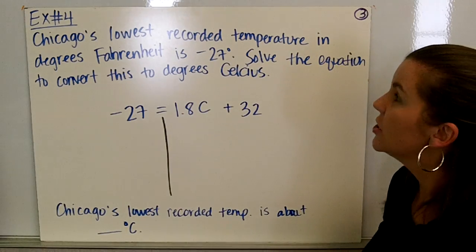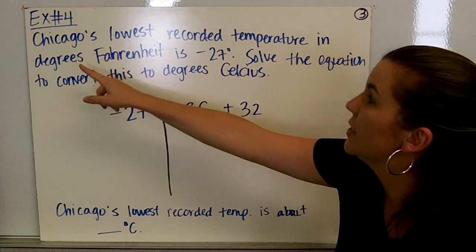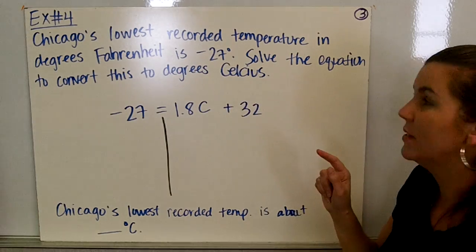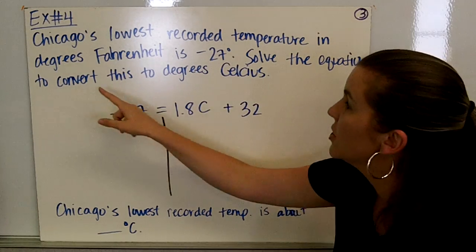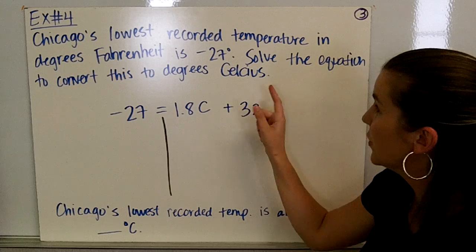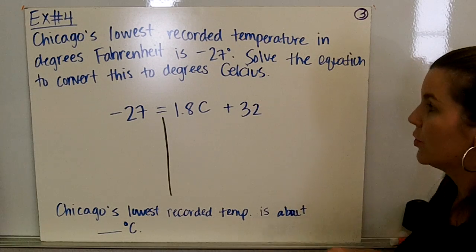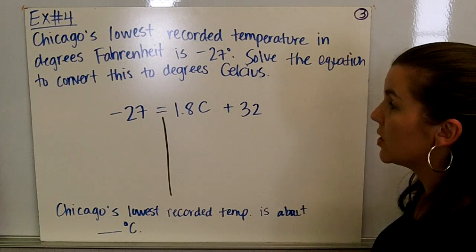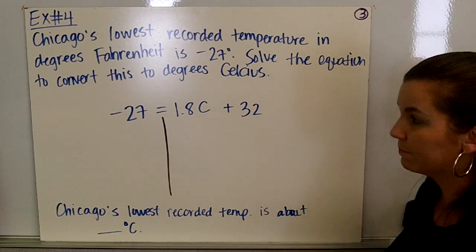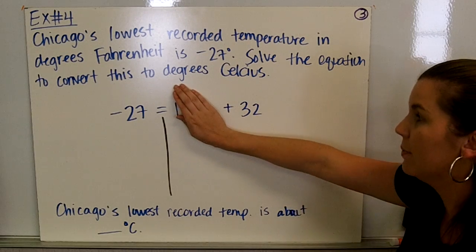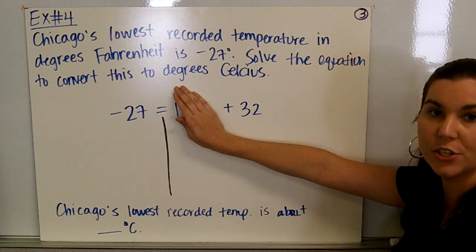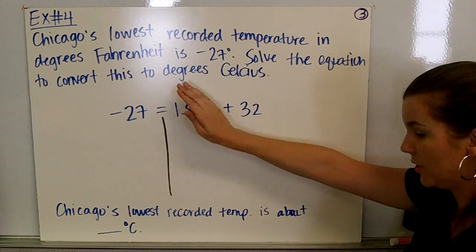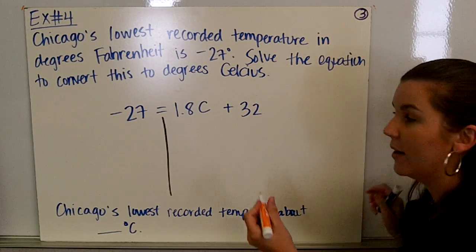Example number 4. Chicago's lowest recorded temperature in degrees Fahrenheit is negative 27 degrees. Solve the equation to convert this to degrees Celsius. So you're given this equation and we want to solve for C. Go to where C is, cover it up. I have this plus 32 hanging on the right side of the equation. The opposite will be to subtract 32.